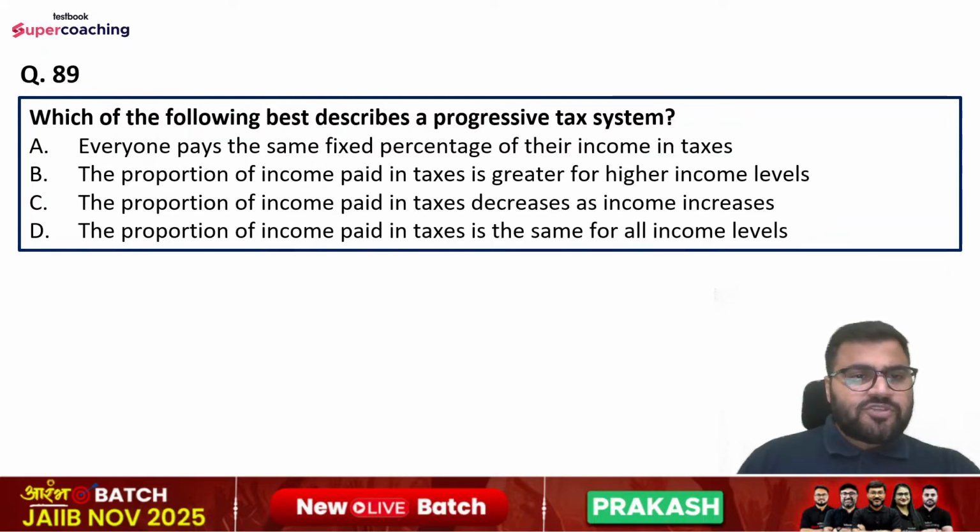Question number 89, which of the following best describes a progressive taxation system? Options are everyone pays the same fixed percentage of their income in taxes. The proportion of income paid in taxes is greater for higher income levels. The proportion of income paid in taxes decreases as income increases.